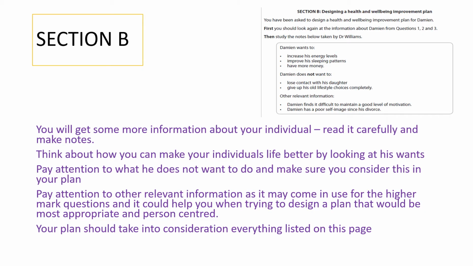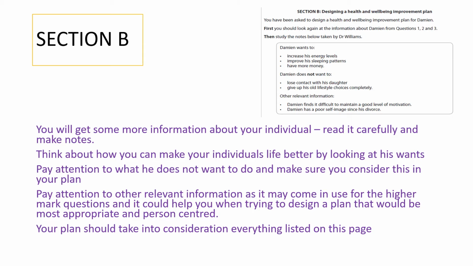Section B is about designing a health and wellbeing improvement plan. There's an example up on the top right hand side of this PowerPoint where you can see that Damien wants to increase his energy levels, improve his sleeping patterns, etc., but he doesn't want to lose contact with his daughter or give up his old lifestyle choices. You see that Damien finds it difficult to maintain a good level of motivation, and he has a poor self-image since his divorce. So in this section, you'll be getting more information about your individual. Again, read it carefully, make notes, positives, negatives. Pay attention to what he does not want to do and make sure you consider this in his plan.